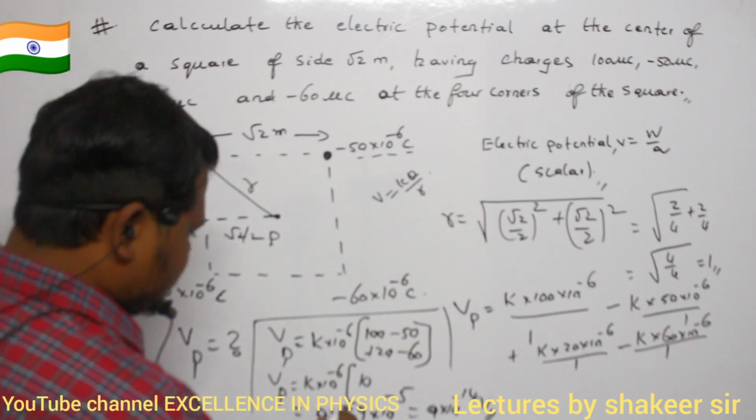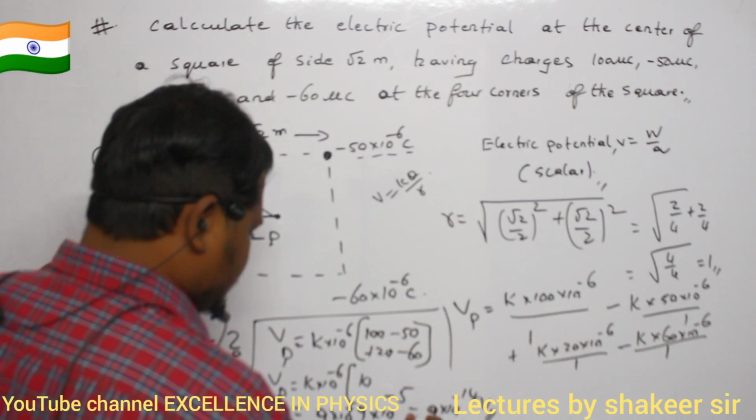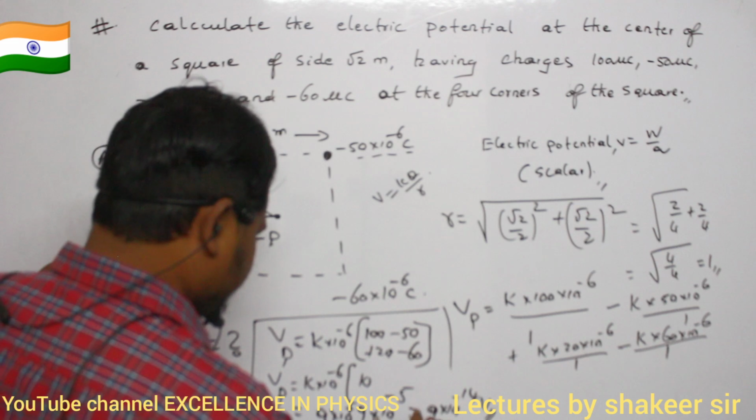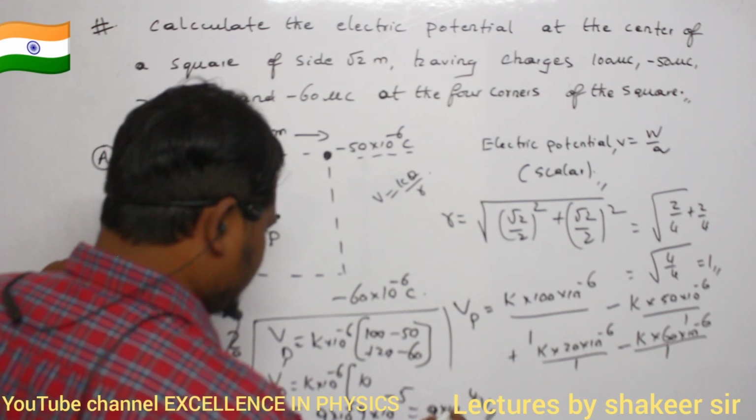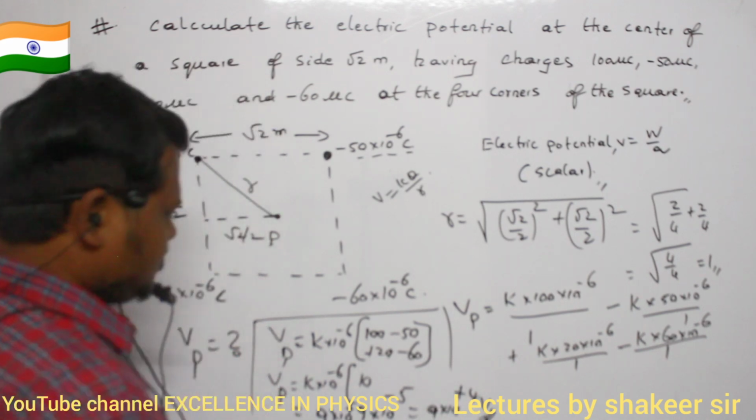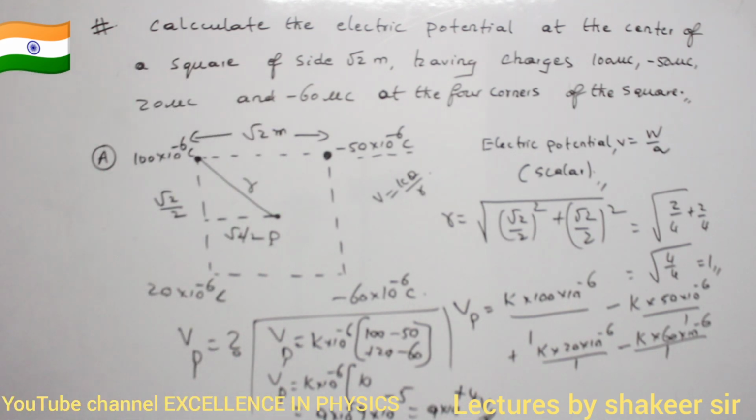This is plus sign, no, sorry. So plus 9, this one is minus plus 4. That should be our answer. 9 into 10 power plus 4. Okay.